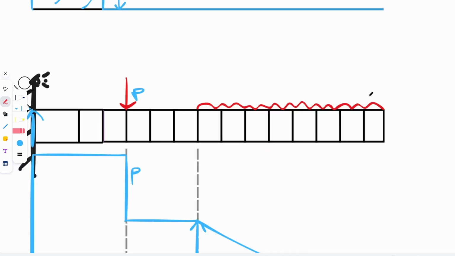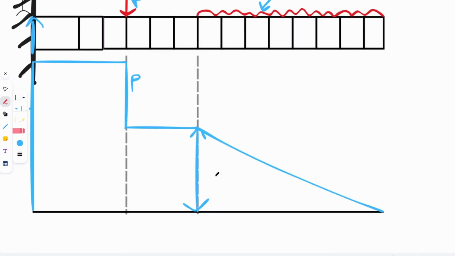So this UDL over here is not going to be characterized by a single magnitude like P. It is essentially some mass spread over a given length. So this will be represented by mass per unit length. Oftentimes this is denoted by the letter W, and the unit of this W is often kilonewtons per meter.